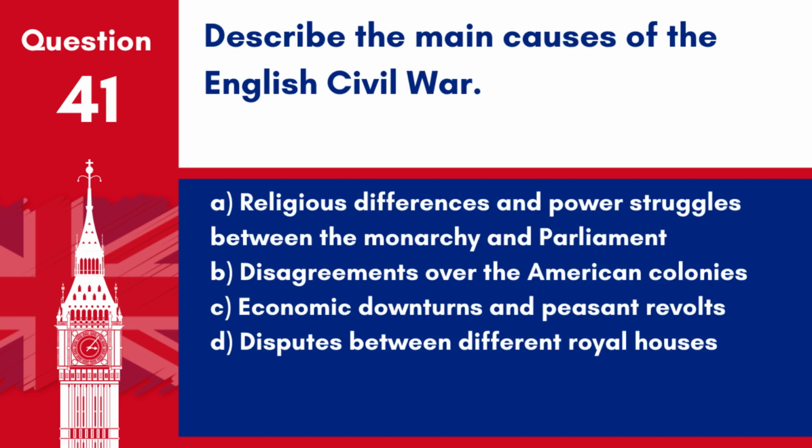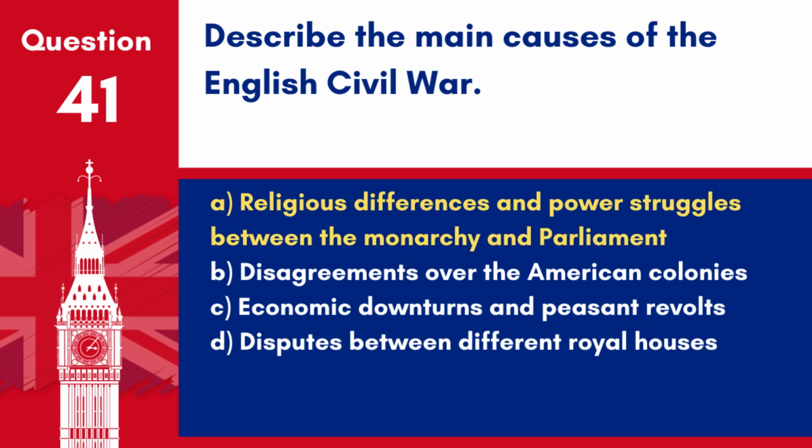Question 41. Describe the main causes of the English Civil War. A. Religious differences and power struggles between the monarchy and Parliament. B. Disagreements over the American colonies. C. Economic downturns and peasant revolts. D. Disputes between different royal houses.